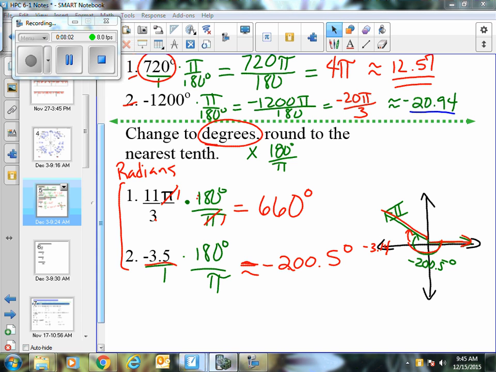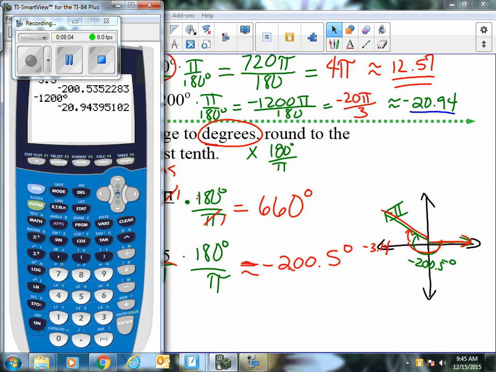Now let me talk to you about how you can deal with these on your graphing calculator. If you can go ahead and grab your calculator for a second. You can do these conversions without having to multiply by the conversion factor. Your calculator will actually do that for you. So let's talk about what that's going to look like.